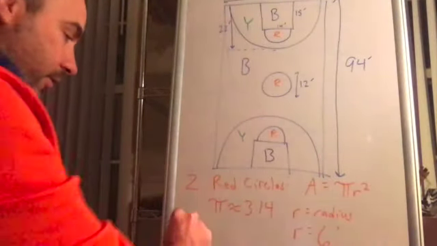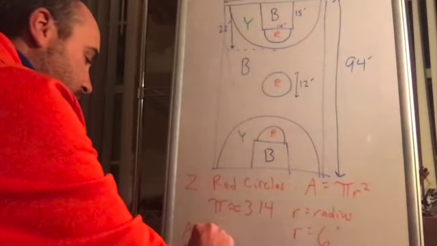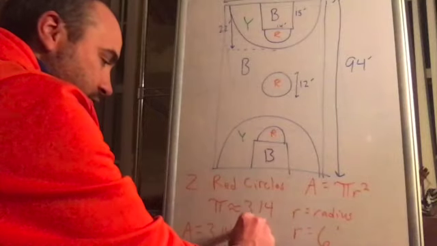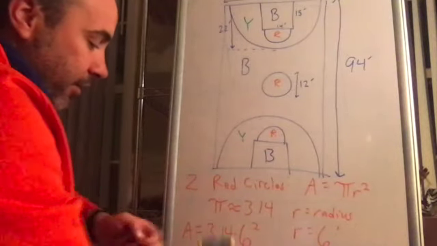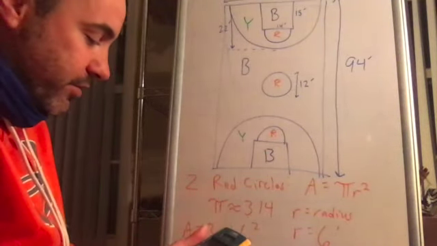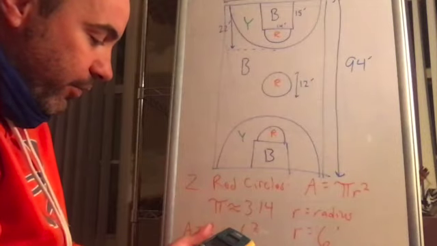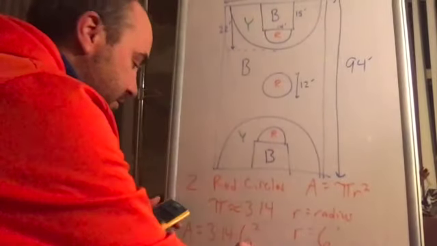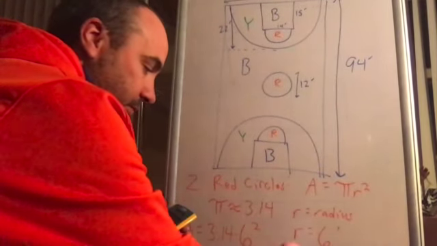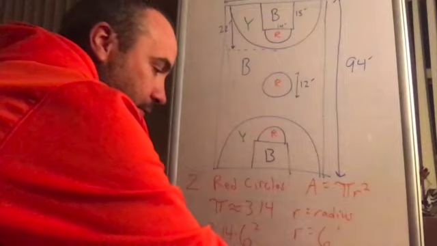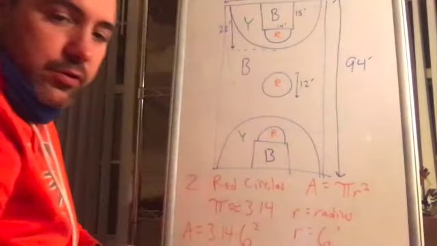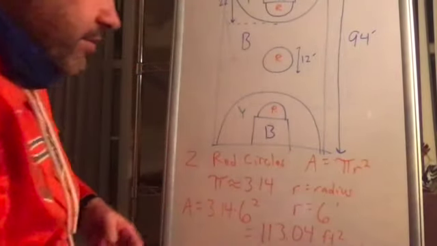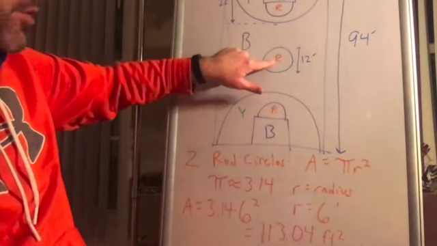So our area is going to equal 3.14 times 6 squared. I got my calculator right here. I know that 6 squared is 36. So I just need to take 36 times 3.14, and I'm going to get 113.04 feet squared. Now you can see it better. So that's going to be the area of one red circle.